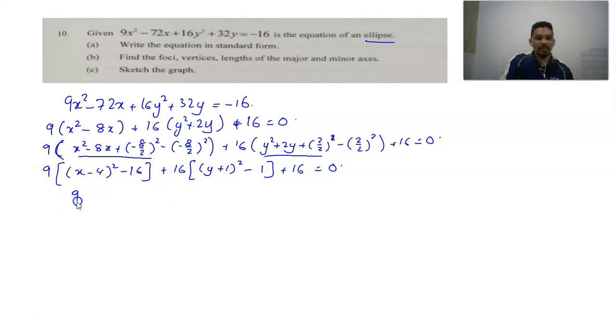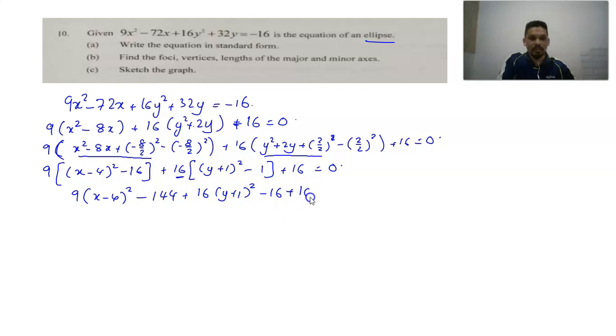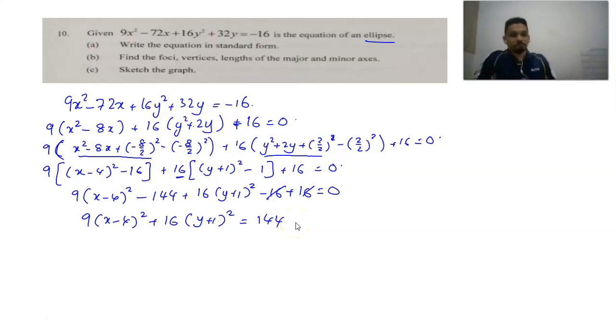So 9 times this one here, 9 times x minus 4 square minus, okay, 9 times 16, 9 multiplied with 16 here equal to 144 plus with 16 times this one, 16 times y plus 1 square, 16 times negative 1 minus 16 plus 16 equal to 0. Cut these two, then we got 9 x minus 4 square plus 16 y plus 1 square equal to 144.